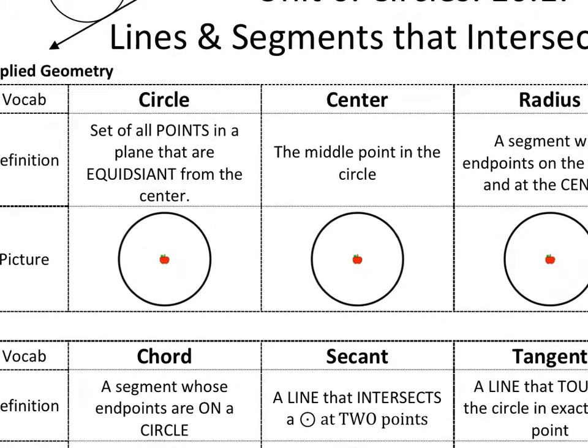So our first vocabulary word is circle. The definition says a set of all points in a plane that's equidistant from the center. So obviously here's a nice pretty picture of a circle. Okay. Our next vocabulary word is center. It is the middle point on the circle. So this apple right here, I'm going to darken it in. And this is the center of our circle. Okay, you want to label that center of your circle.